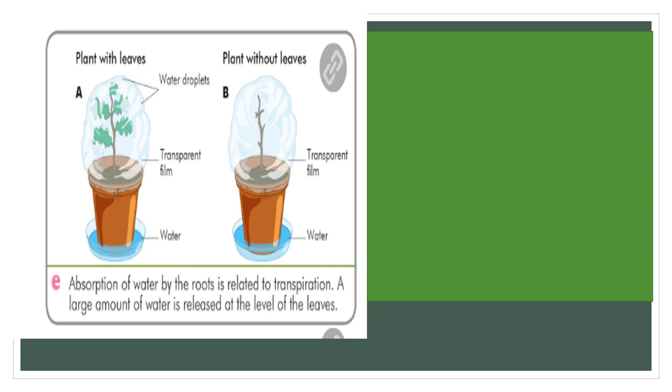So, as a definition, transpiration is the process by which plants lose water through tiny openings on the underside of their leaves. These tiny openings are called stomata. This water evaporates into the air as water vapor.